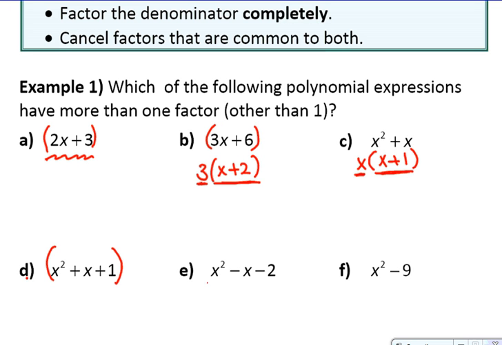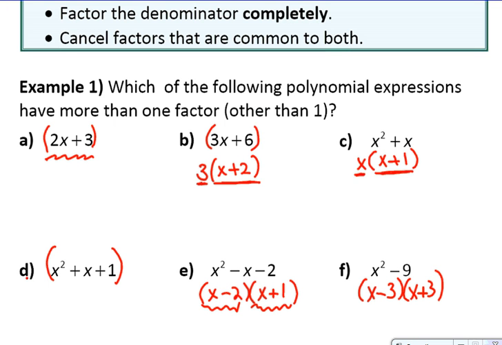So x squared minus x minus 2 does factor with the AC into x minus 2 and x plus 1. So this one has two factors. x plus 1 is a factor, x minus 2 is a factor. And x squared minus 9, difference of squares, so x minus 3, x plus 3. So again, two factors. Each of these is a factor. So factors are part of a multiplication problem.